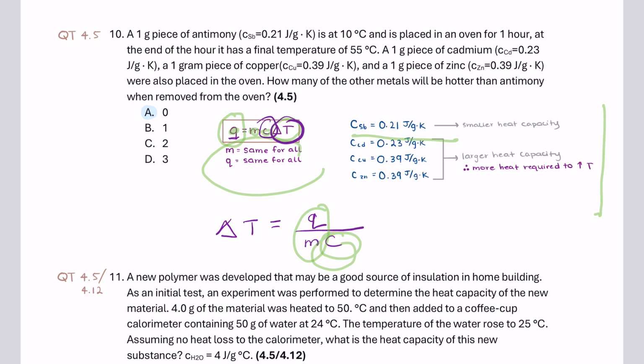So the question asks, how many of the other metals will be hotter than antimony? And the answer is none. Antimony will be the hottest because it requires the least heat to reach a high temperature. That means that the correct answer is 0. Answer choice A.